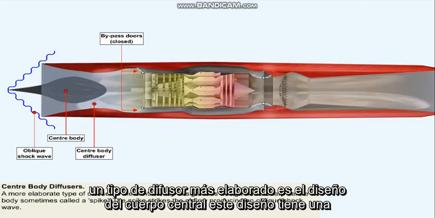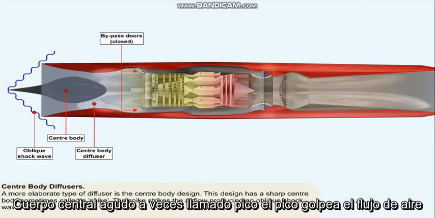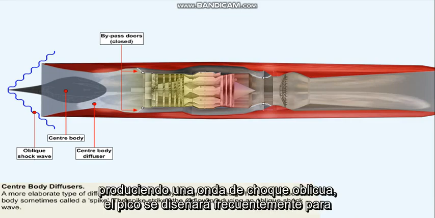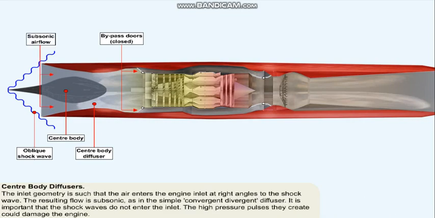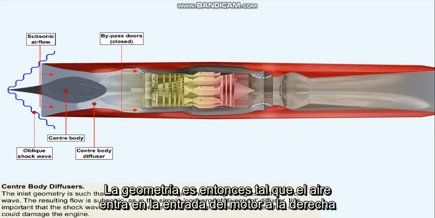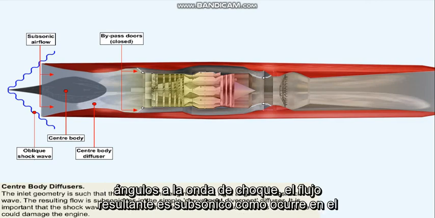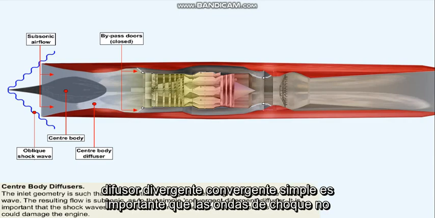A more elaborate type of diffuser is the centre body design. This design has a sharp centre body, sometimes called a spike. The spike strikes the airflow, producing an oblique shock wave. The spike will frequently be designed to produce several weak shock waves rather than one strong one. The inlet geometry is then such that the air is drawn into the engine inlet at right angles to the shock wave. The resulting flow is subsonic, as happens in the simple convergent-divergent diffuser.